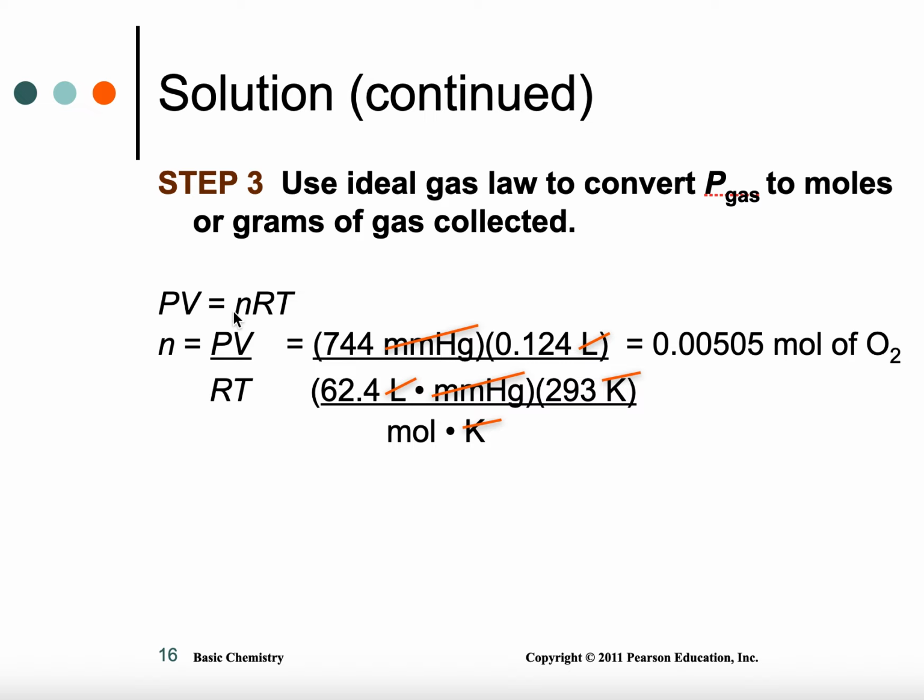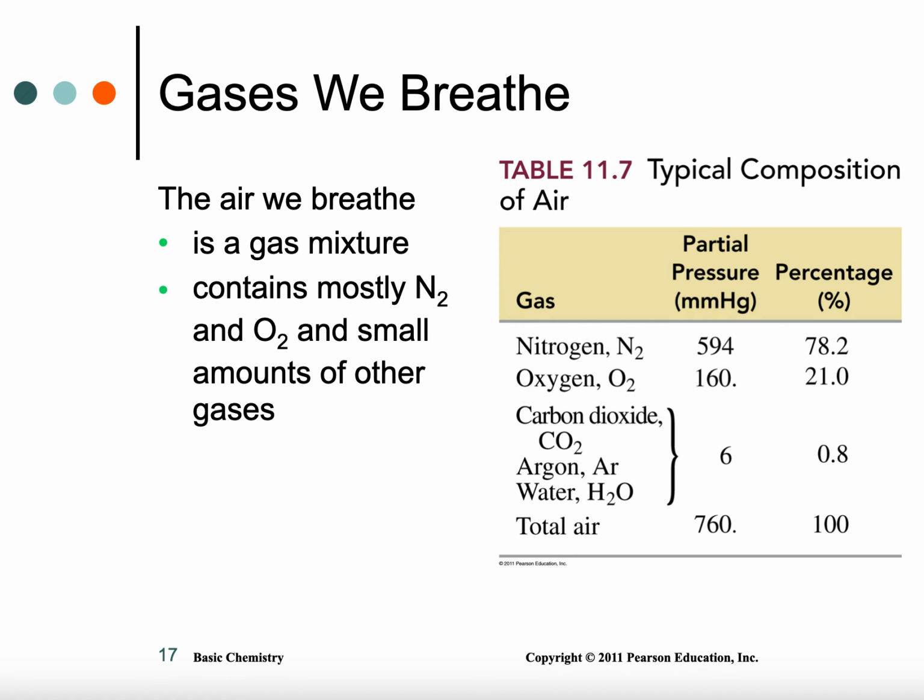Now, PV equals nRT. Once you know the pressure, you're going to use the pressure in a regular ideal gas law to find what you're wanting. So you wanted to know how many moles you collected? Well, that's PV equals nRT. So you found what the pressure of the gas was. Remember, you had to subtract the water from the total pressure. The leftover pressure was this P, which was here. And then you just plug and chug, and you end up solving for the number of moles of gas.